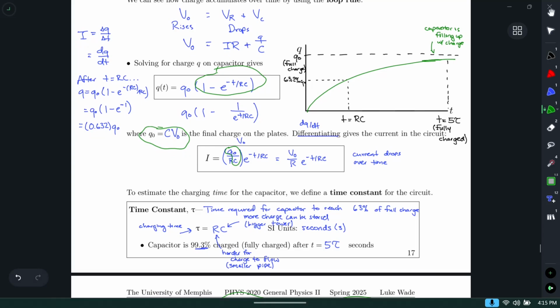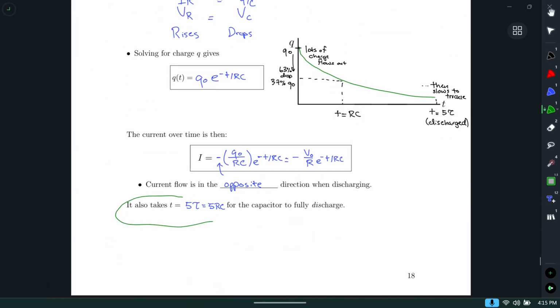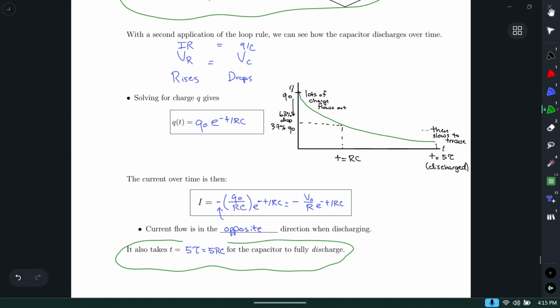That's the most charge you can accumulate. Or I could ask you how long that takes. It takes 5 time constants. What's a time constant? The time to reach 63% of full charge, and it can be calculated with resistance times capacitance. So 5 RCs. That's how long it takes to fully charge up your capacitor or to fully discharge it. Also takes that long for a discharge.